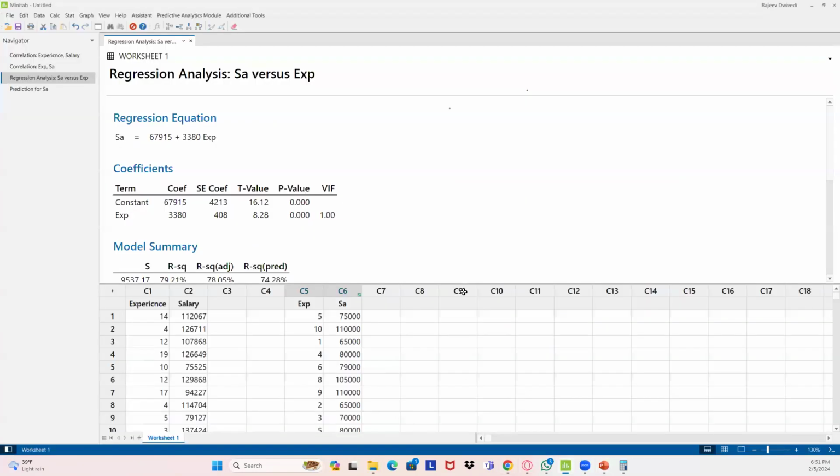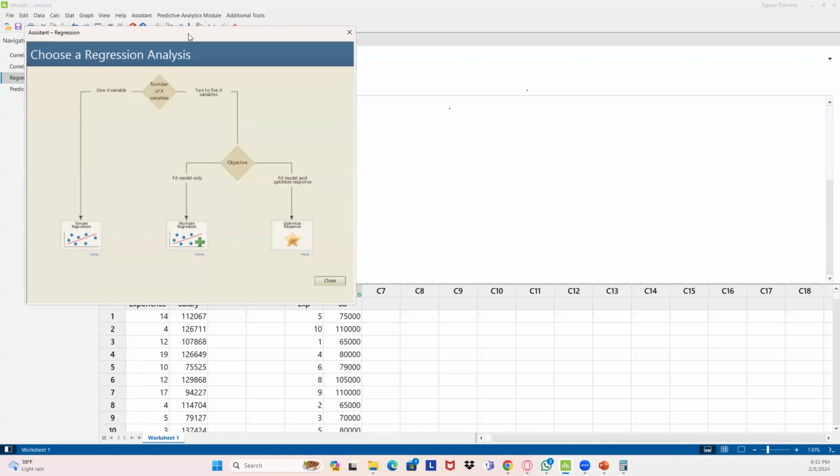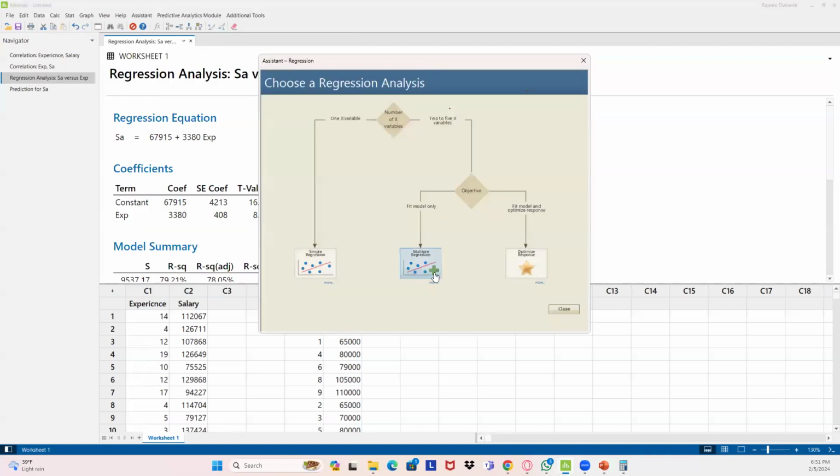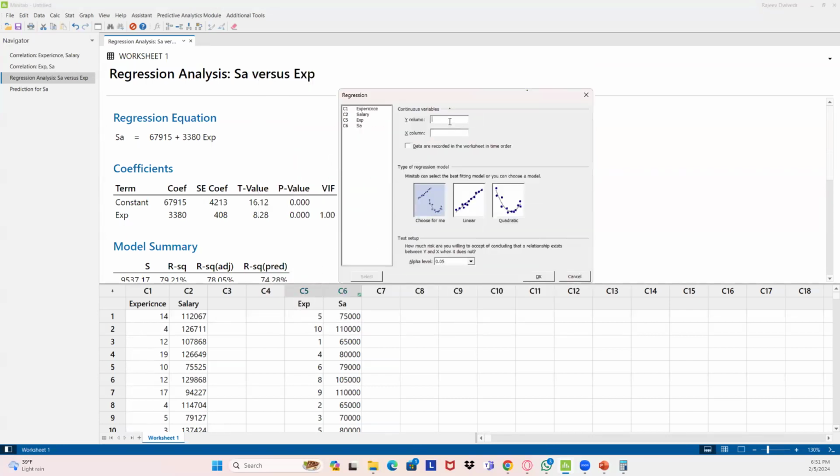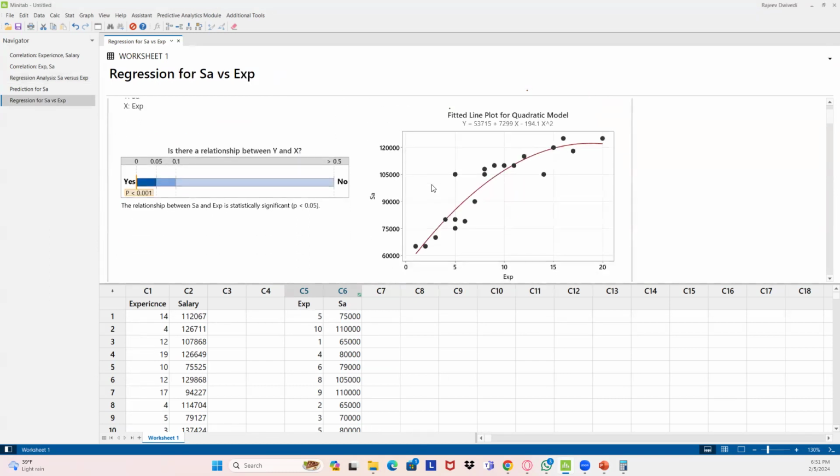There is a very simple way. Here you can have Assistant. Under Assistant, you can see many things. Here, hypothesis. Now you go to regression. You select multiple regression or simple regression. We are dealing with simple regression. Y column is salary, X column is experience. And alpha, you can set this and do the simple thing.